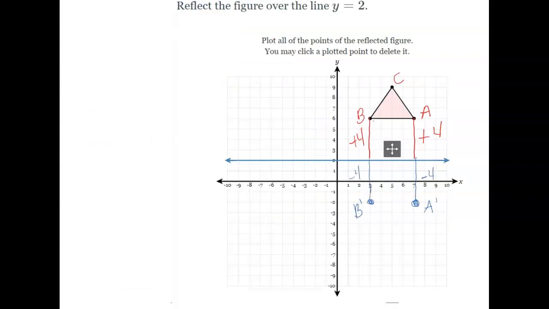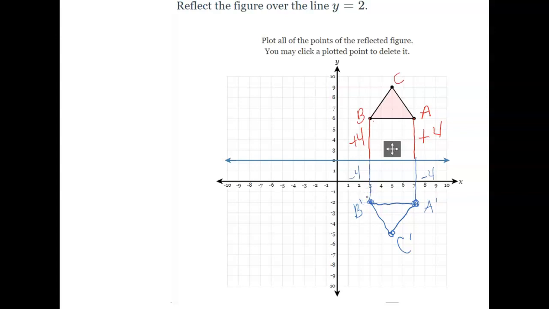Okay, so we just have point C left to figure out the location of. So I notice C is 1, 2, 3, 4, 5, 6, 7 up from the y equals 2 line. So then that means the reflection is going to be 7 down. 1, 2, 3, 4, 5, 6, 7. That looks like my reflection.